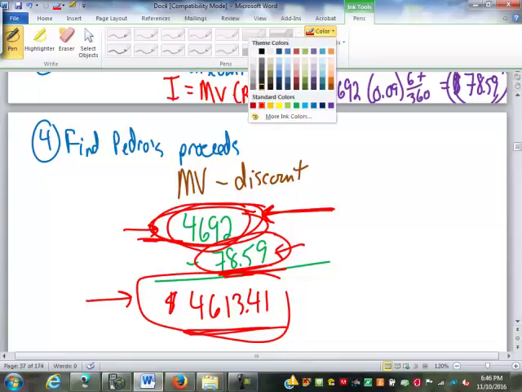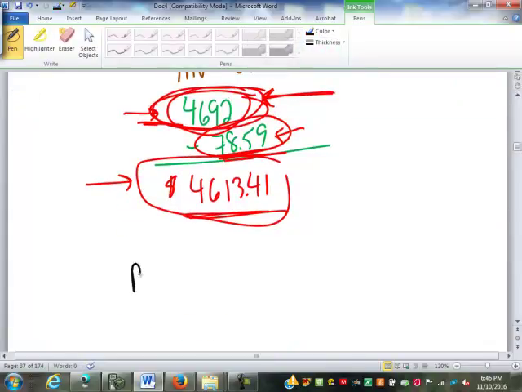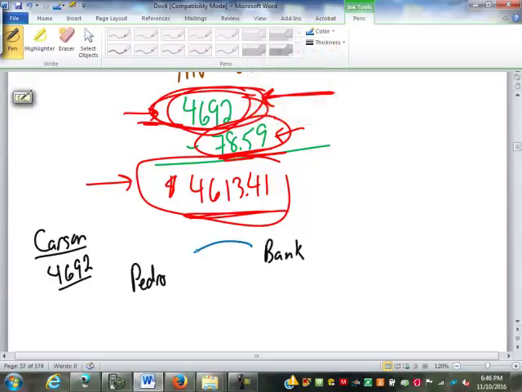Here, let's do this. Here's Pedro, right? Here's Carson. Carson owes Pedro $46.92 at the end of this time, right? Here's the bank. The bank gives Pedro $4,613.41. So right now, Pedro's got that much more than what he had. Oh wait, what about the $78? The $78.59 never changes hands. That's what the bank subtracted to figure out what they're going to give to Pedro.